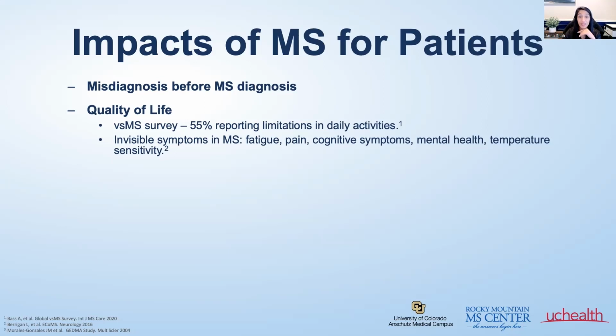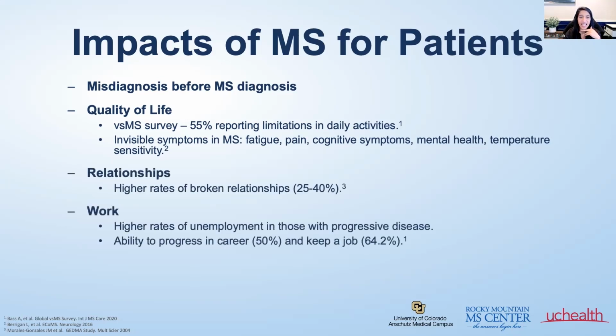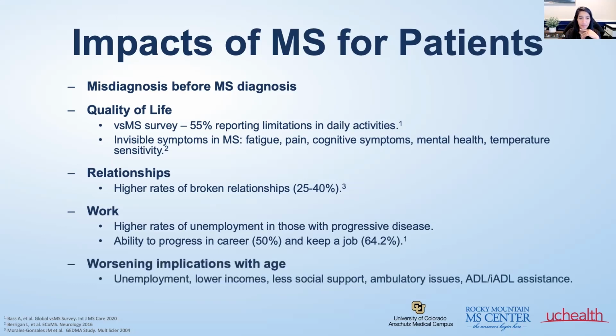So while MS can be a very visible disease, particularly with thinking about things like weakness or ambulatory difficulties, there are quite a few invisible symptoms in MS that are always important to think about, like cognitive symptoms, fatigue, and pain. There's a higher rate of broken relationships in MS, and there is a hindrance of ability of those that have MS to both progress in their career and keep their jobs. We know that the implications are worse as people age, including higher rates of unemployment, lower incomes, less social support, and then eventually needing more help with activities of daily living.